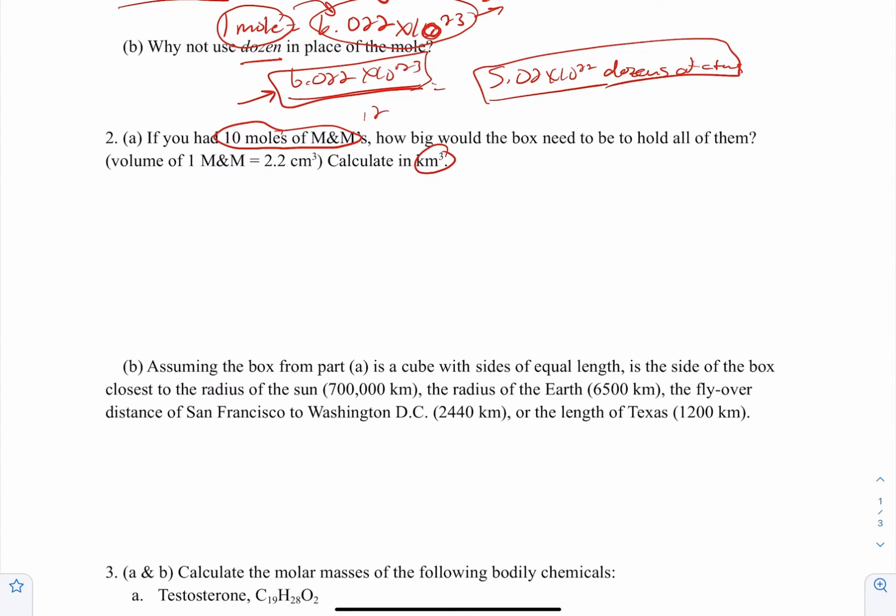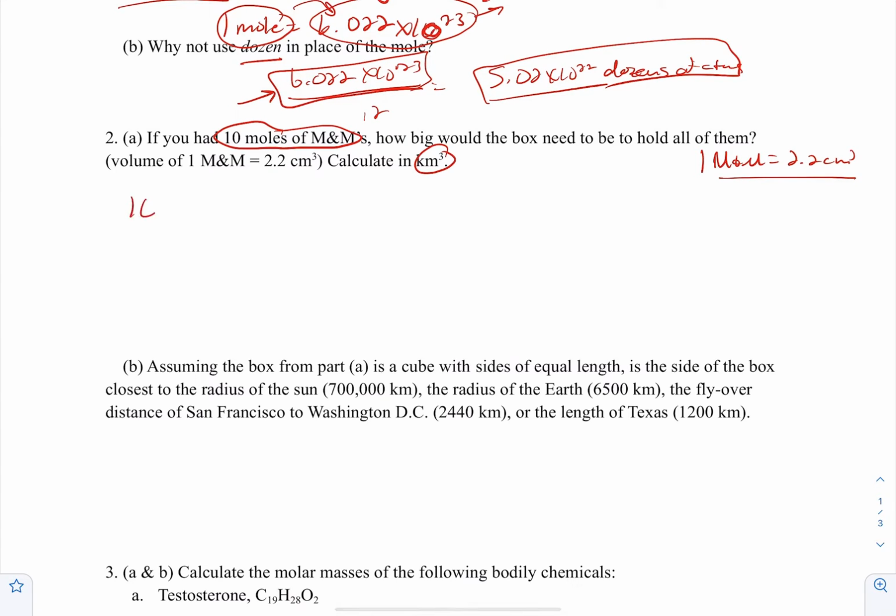I'm going to write a couple conversions over here. We know that 1 M&M is equal to 2.2 centimeters cubed. All right, and what else do we know? As far as we know, that's about all we know right now. And so this is the only conversion that I have. So I'm going to start with this.